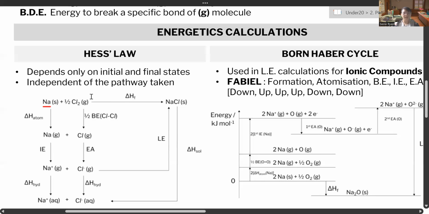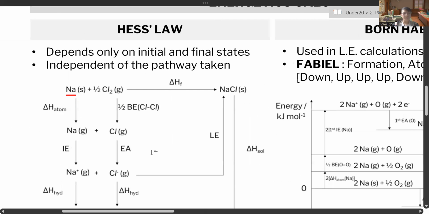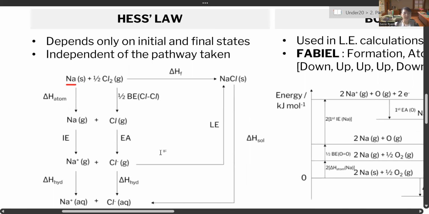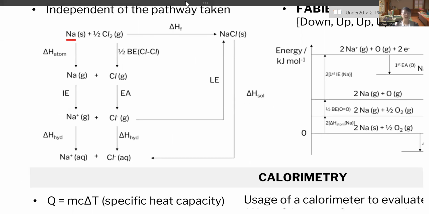Let's take a look at some examples. A very simple one is to form table salt, NaCl. NaCl at standard state is a solid. Formation will come from sodium, which is a metal at standard state, and chlorine gas. Chlorine exists as a diatomic molecule usually, but notice that in NaCl there's only one Cl, so we take half a mole of that Cl2, and that is formation.